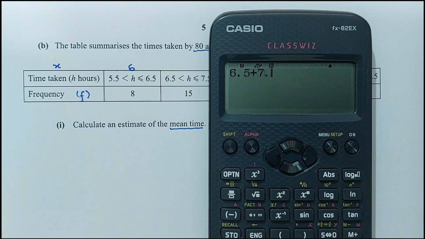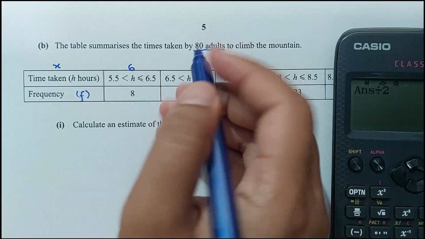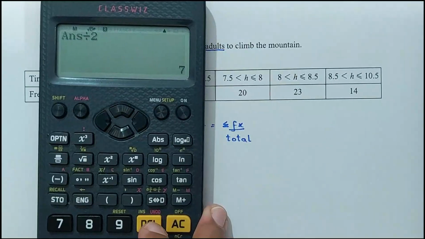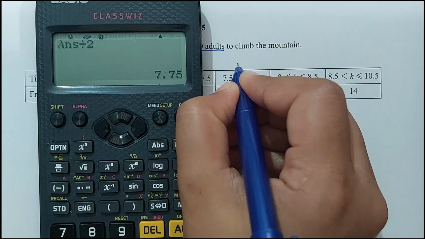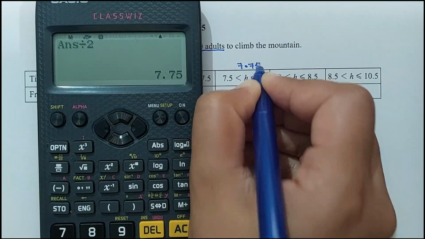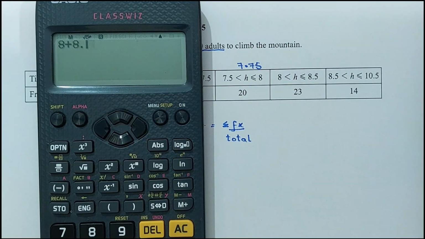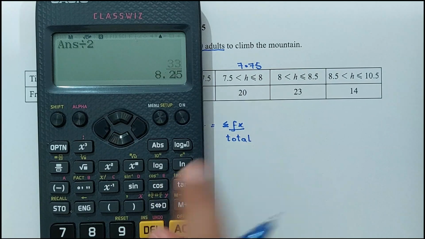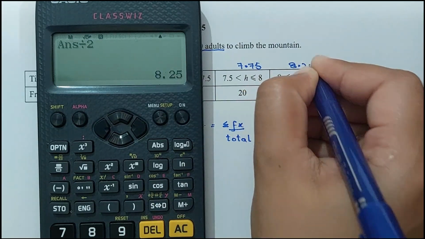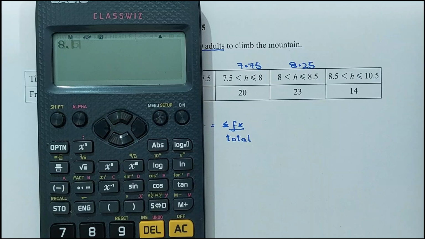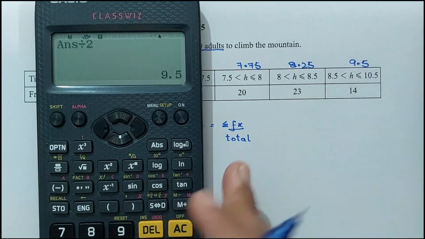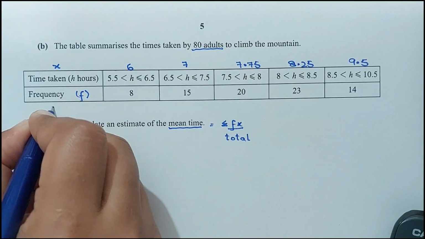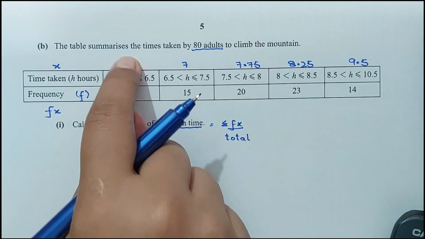6.5 plus 7.5 divided by 2 is 7. 7.5 plus 8 divided by 2 is 7.75. 8 plus 8.5 divided by 2, that is 8.25. 8.5 plus 10.5 divided by 2, that is 9.5. That is the midpoint. Now let me solve for fx, the product of f with x.